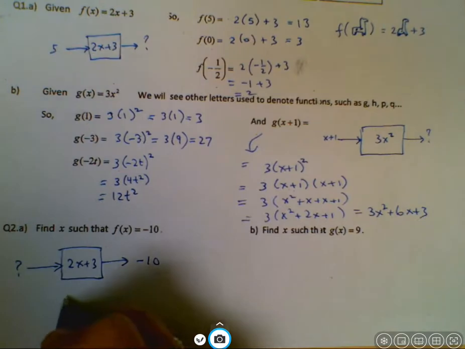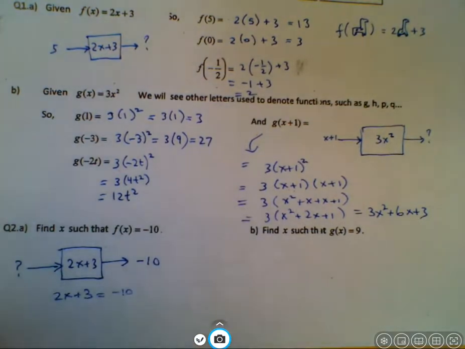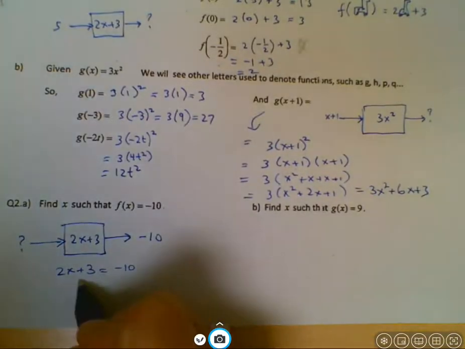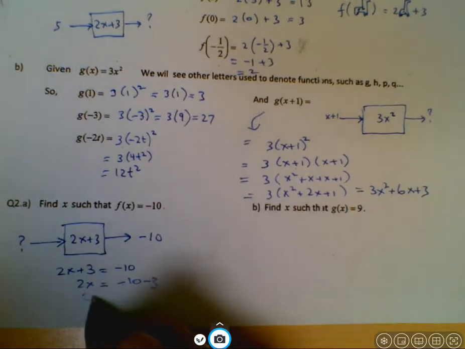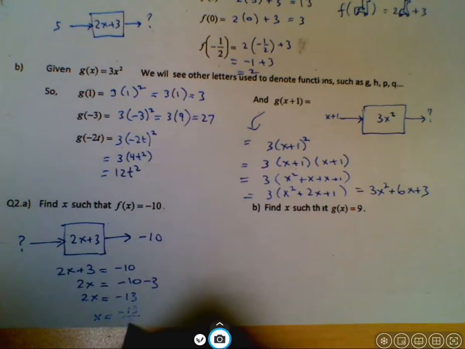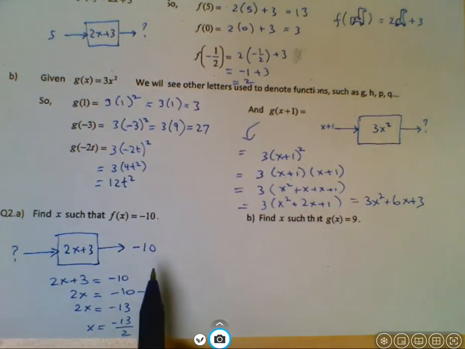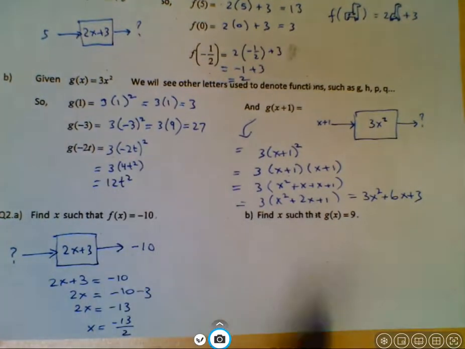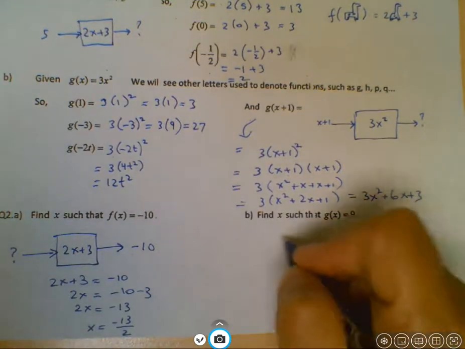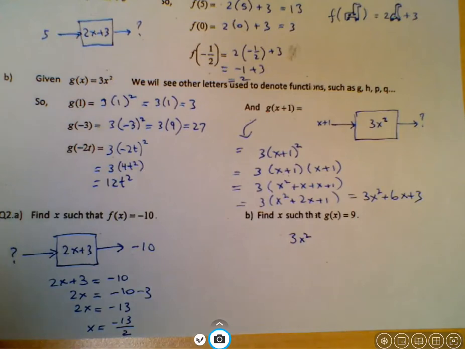So we can figure that out, because if the 2x plus 3 is going to equal negative 10, then I can solve for x. So this is negative 10 minus 3, 2x is negative 13, x is negative 13 over 2. Right, so that's telling me what the input would be if I know the output. Right, let's do it again. This one's asking about g, so it's the same g as above. So if 3x squared, right, this is the same g as in question 1b.